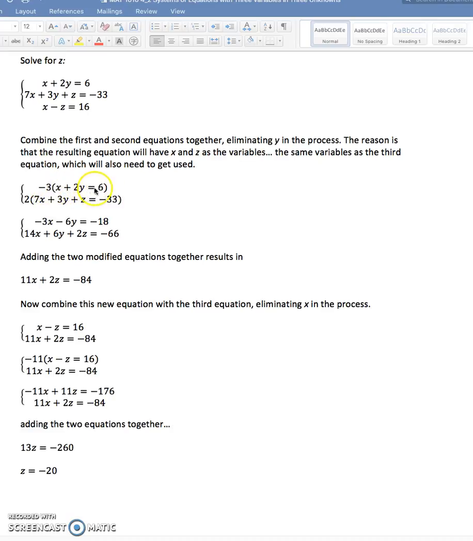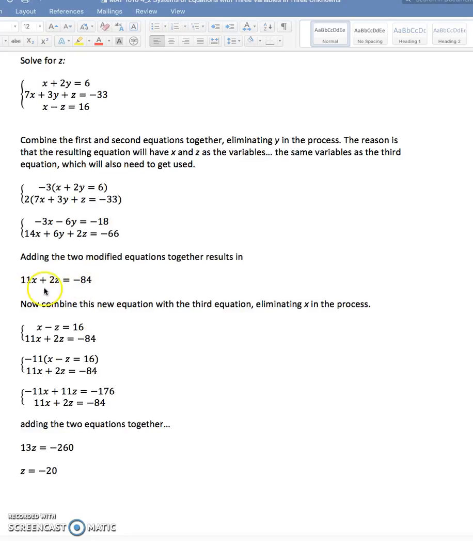And when you distribute the -3 through the first equation, you'll get -3x minus 6y equals -18. Emphasis on the -6y there, okay? Distributing the 2 through the second equation, 2 times 7x is 14x, 2 times 3y is 6y, 2 times z is, well, 2z, and 2 times -33 is -66. And if we add these two modified equations together, we'll lose the y value, which is what we want to happen. And for the x, -3x and 14x is 11x, -18 and -66 is -84.